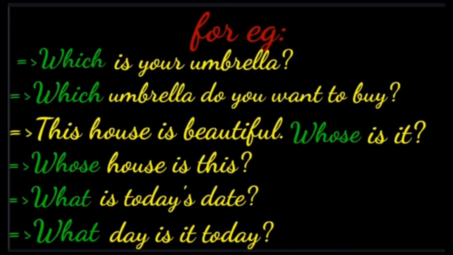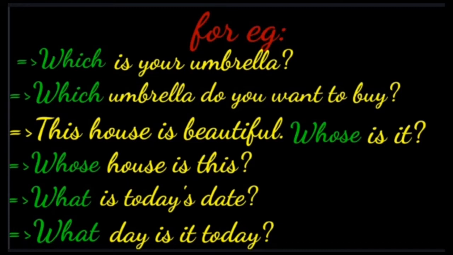Children, look at these sentences. Which is your umbrella? Which umbrella do you want to buy? This house is beautiful. Whose is it? Whose house is this? What is today's date? What day is it today?